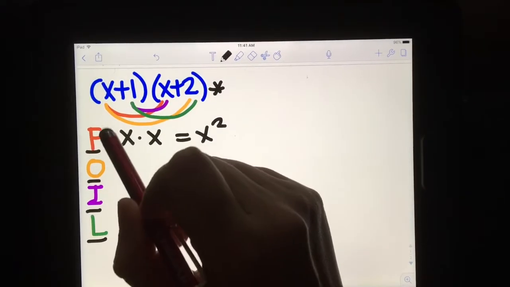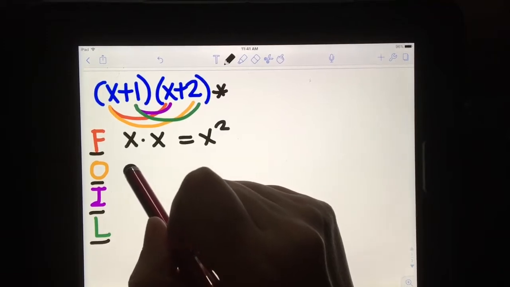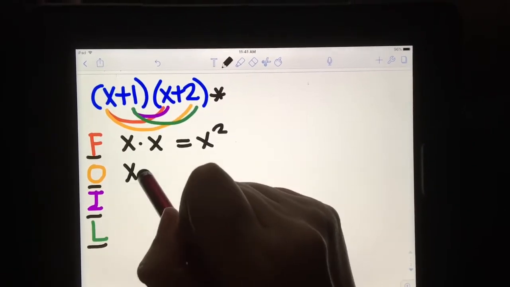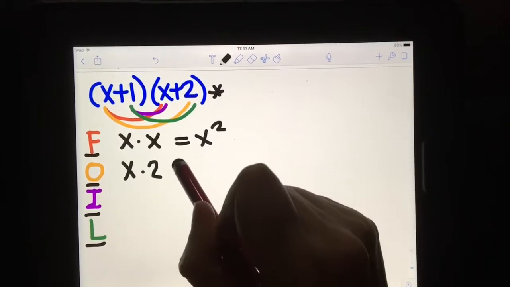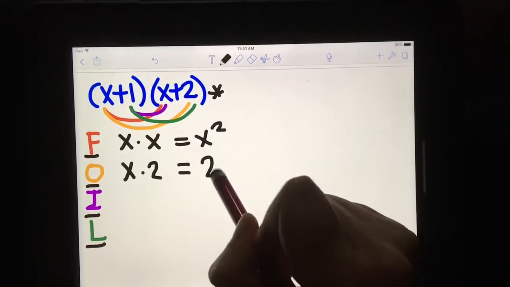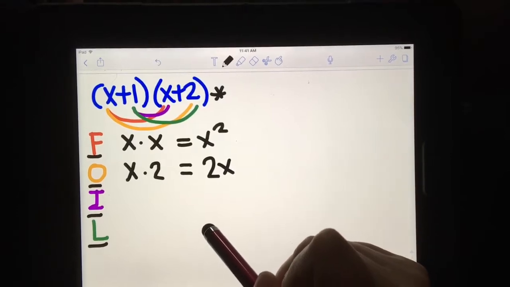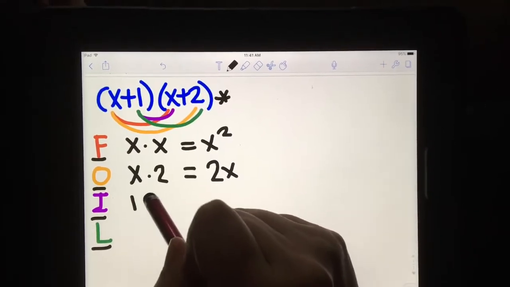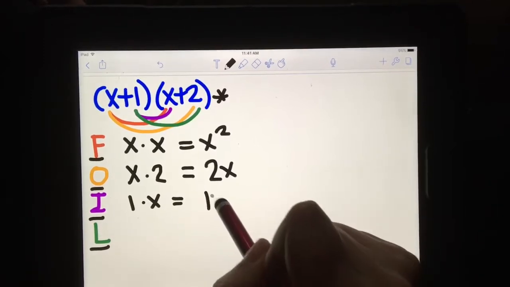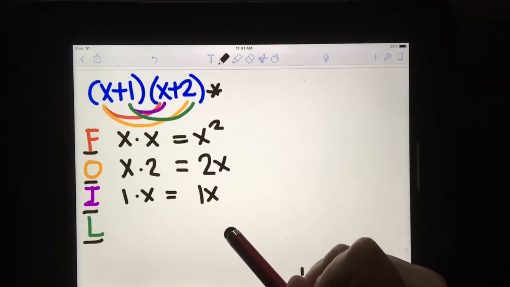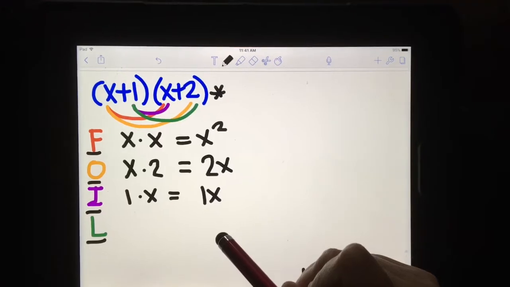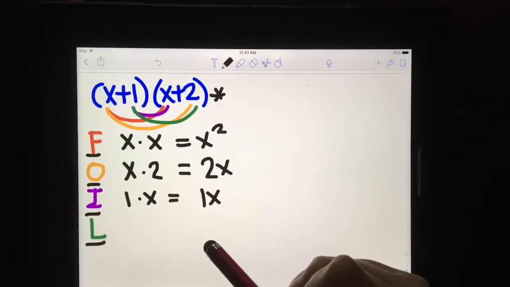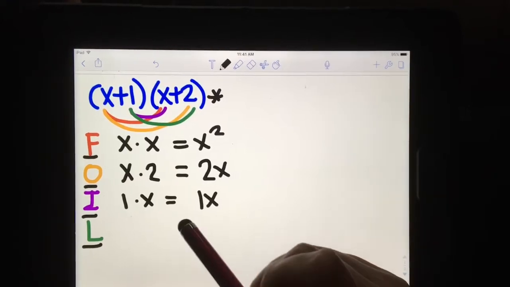The O, the orange, stands for outer. So I'm going to multiply the two outer terms in my parentheses, and that's x and positive 2. Well, x times 2 gives me 2x. I stands for inner, the purple. 1 times x is going to give me 1x. Now, I don't have to write that 1, but I'm going to because it's going to be a placeholder and remind me when I'm combining like terms that I should include that 1.